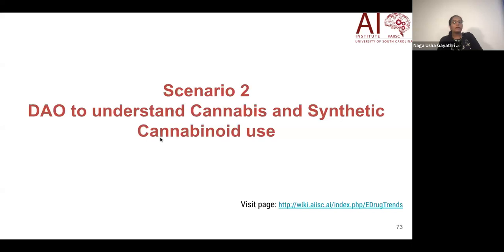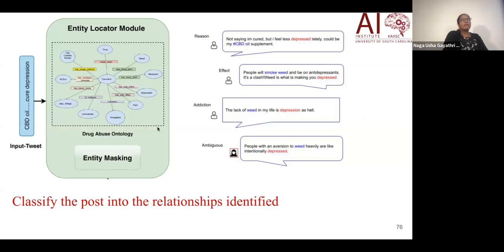And coming to scenario 2, where we employed DAO to understand cannabis and synthetic cannabinoid use. Here, the problem we solved is the association of cannabis use with depression. And this is the text we have taken. So here we have an entity locator module, which uses DAO to map input words in a tweet to their corresponding entities in the ontology. The process involves computing the edit distance between the entity names from DAO and n-grams in the tweet. The identified entities are then masked to provide the model with an explicit entity locator. For example, all the entities related to cannabis in the post are masked as cannabis, and all the depression related entities are masked as depression. So if any of these terms is mentioned in the tweet, we normalize it to the single entity.